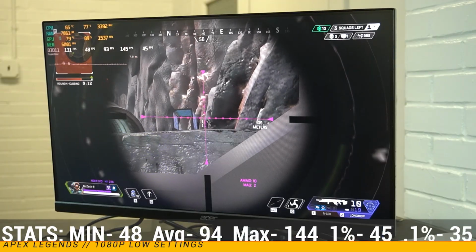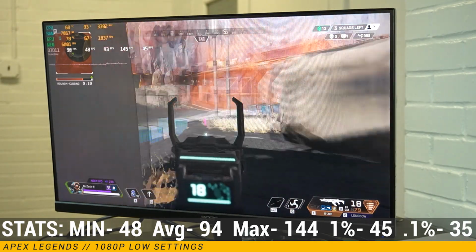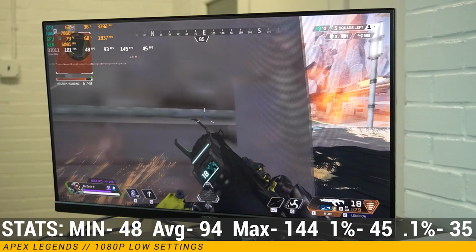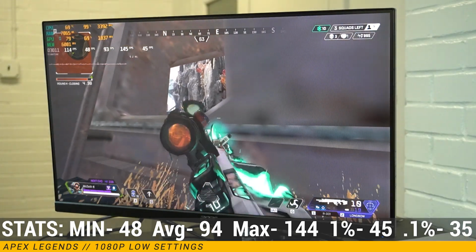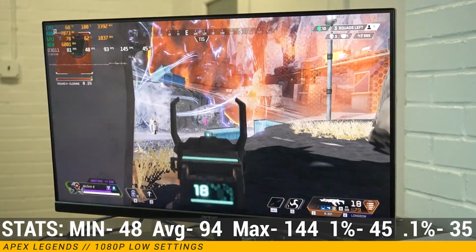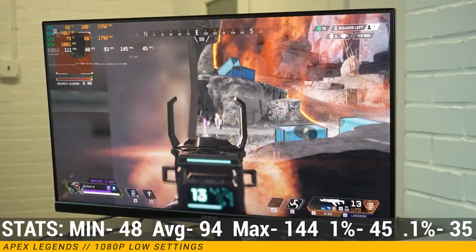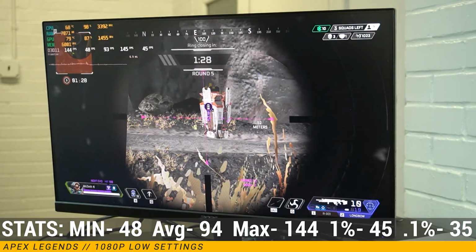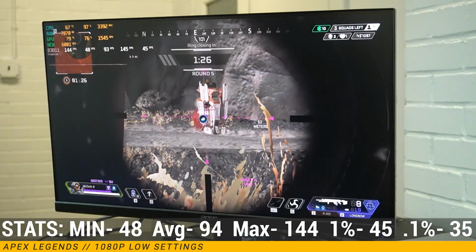So in Apex Legends, it did not get 144 FPS total. The minimum was 48 FPS. The average was 94 FPS with a maximum of 144, with the 1% being 45 and the 0.1% being 35 FPS. So it played all right, but not what I was expecting. So definitely looking like a mid-range card.